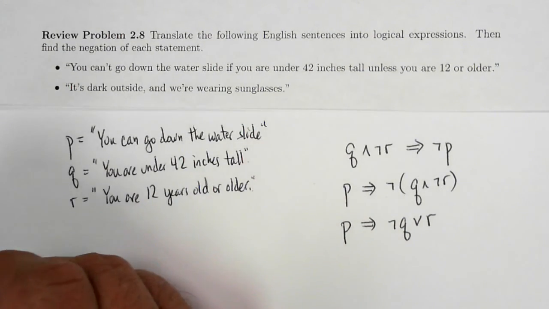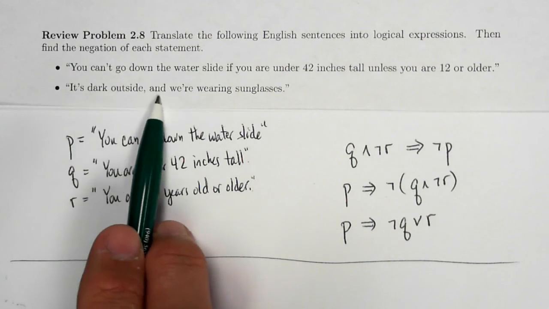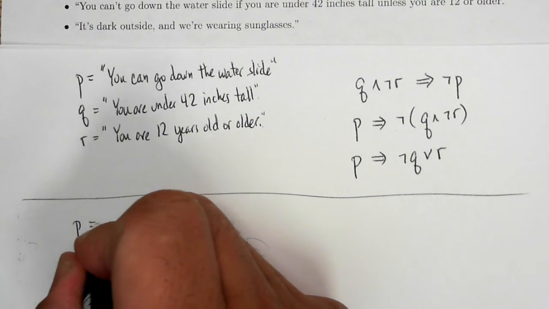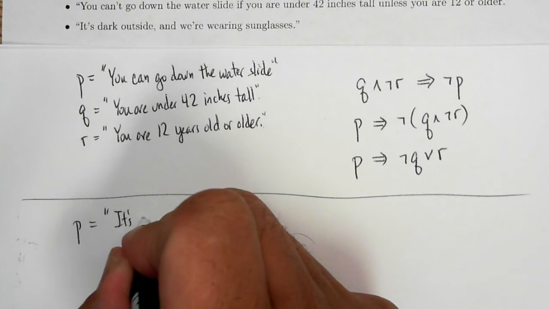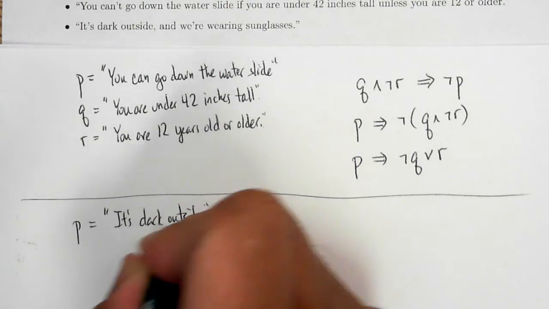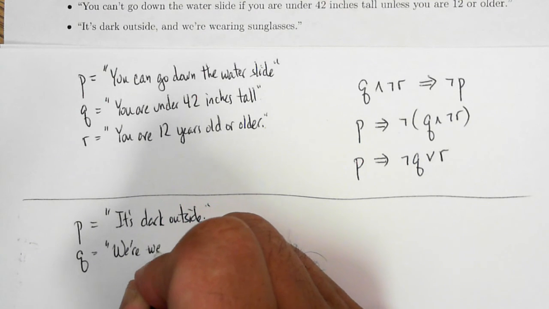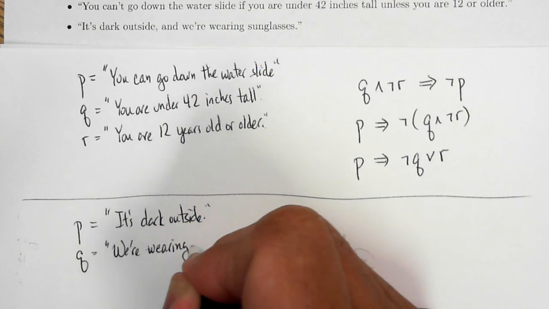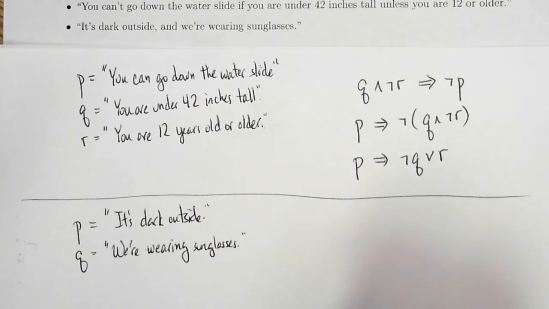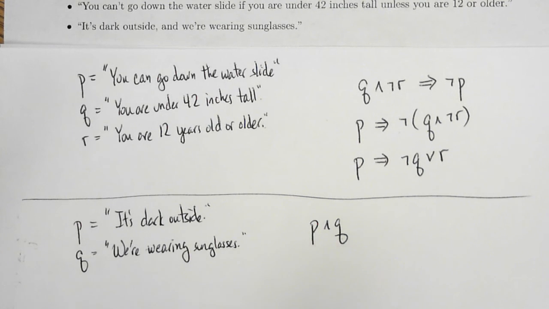The next one is meant to be a lighthearted one from the Blues Brothers. It's dark outside, we're wearing sunglasses. So let P be the statement, it's dark outside. And let Q be the statement, we're wearing sunglasses. Then clearly this would be the simple conjunction P and Q. It's dark outside and we're wearing sunglasses.